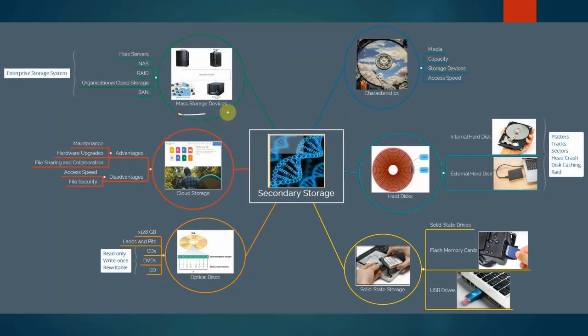And last, we have what's known as mass storage devices. Within an enterprise storage system, in other words, every organization is going to have some type of enterprise storage system, you'll have several components that are categorized as mass storage devices. The first is going to be your file servers, where you can basically store a plethora of things because they serve and store your files.